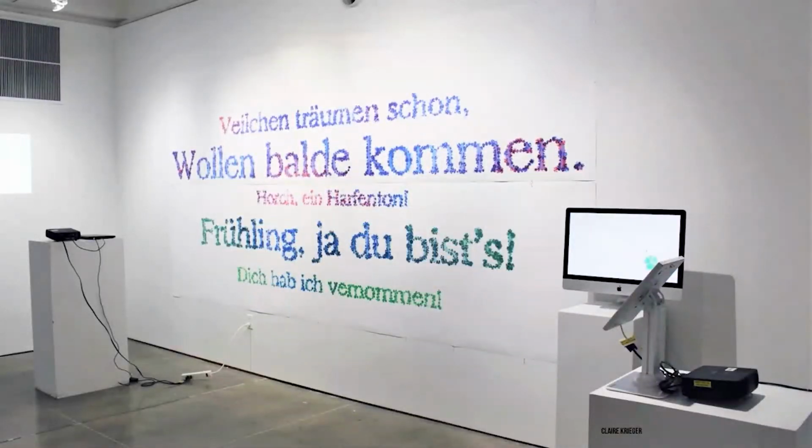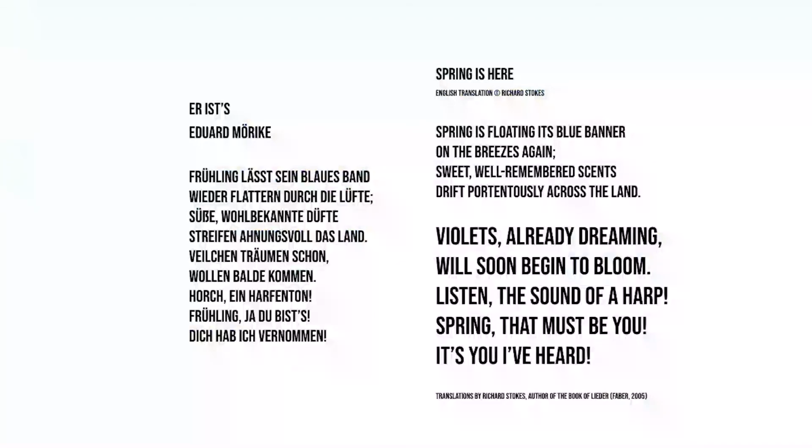This is a large poster measuring 84 inches tall by 168 inches wide. It is from a portion of the poem Eris by Edward Morick. The poem discusses the coming of spring. Violet, already dreaming, will soon begin to bloom.